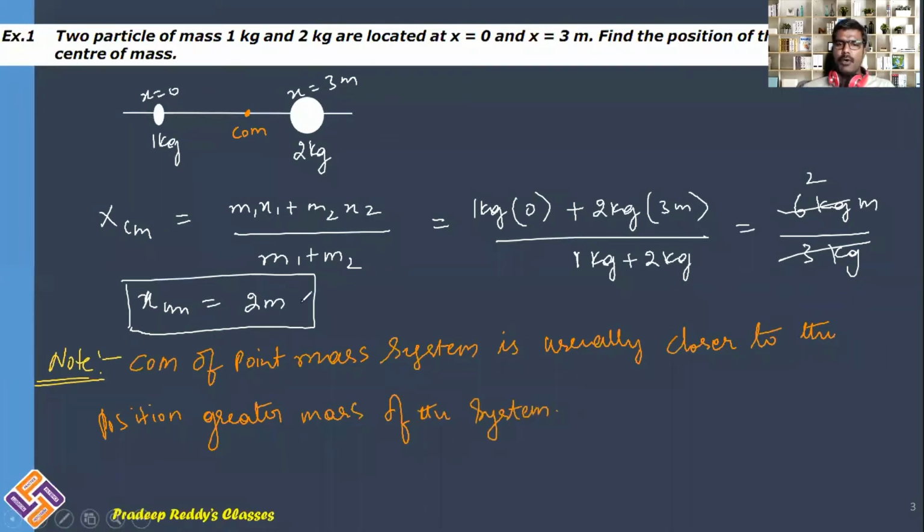In this case, we have 2 point masses, 1 kg and 2 kg. 2 kg is greater than 1 kg. As 2 kg is greater than 1 kg, the center of mass should be closer to 2 kg. So it is just closer to the 2 kg mass. That's the reason why the center of mass is closer to the 2 kg mass.